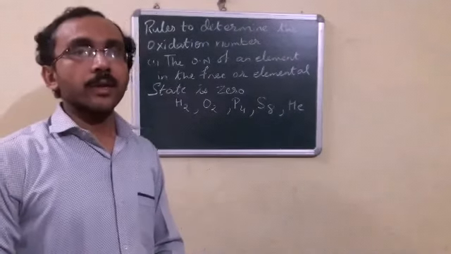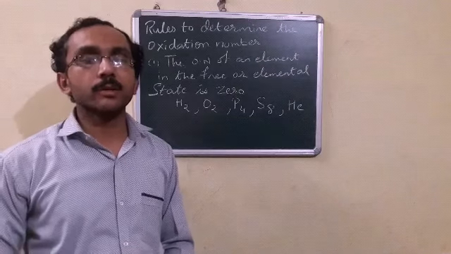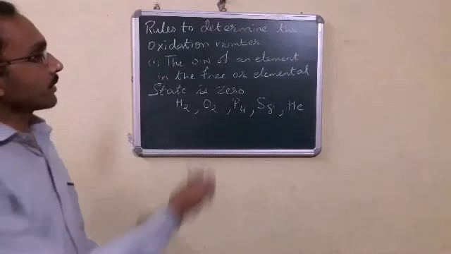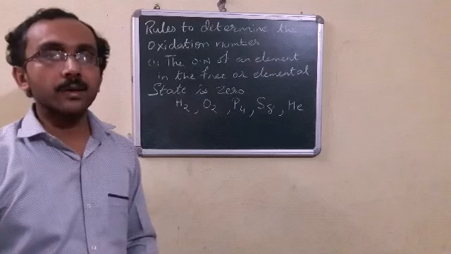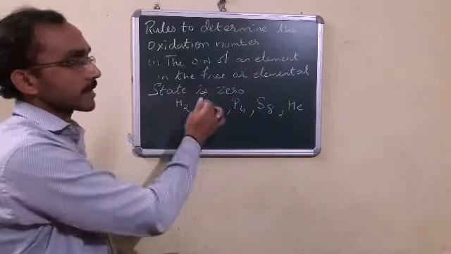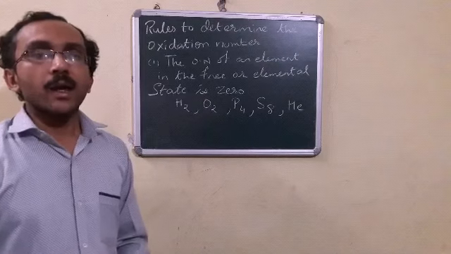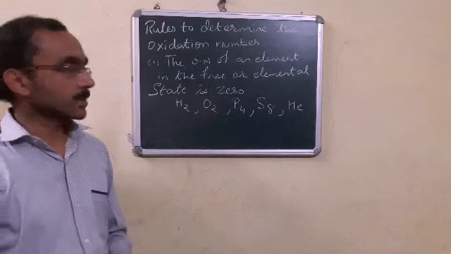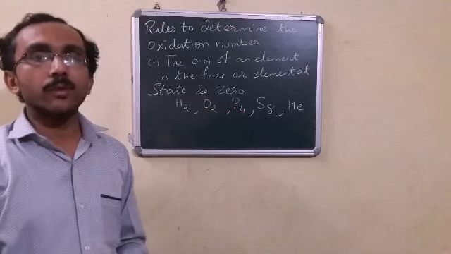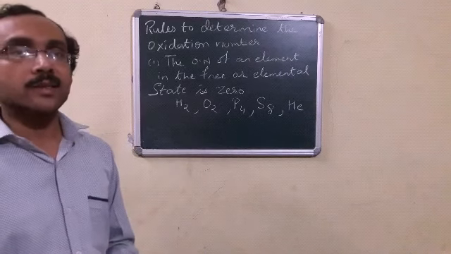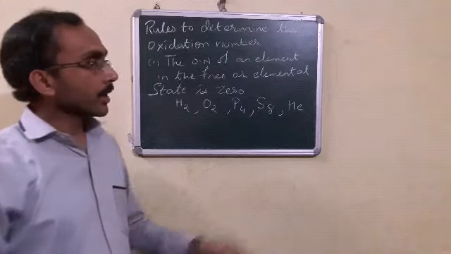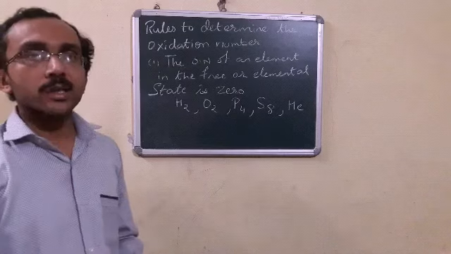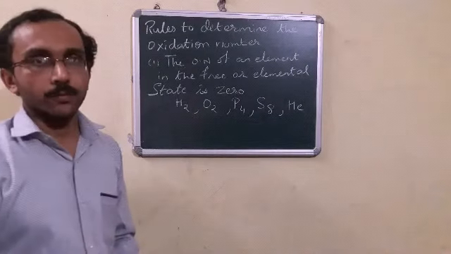Now students, there are various rules by which we can determine the oxidation number of any element in a particular compound. Just see the first rule. The oxidation number of an element in the free state or in the elemental state is always 0. That means hydrogen exists in the form of a diatomic molecule, H2 gas, oxygen as O2 gas, phosphorus is tetraatomic, P4, sulfur exists as an octatomic molecule, S8, and helium is a monoatomic molecule, He. In all these cases the oxidation state will be 0.